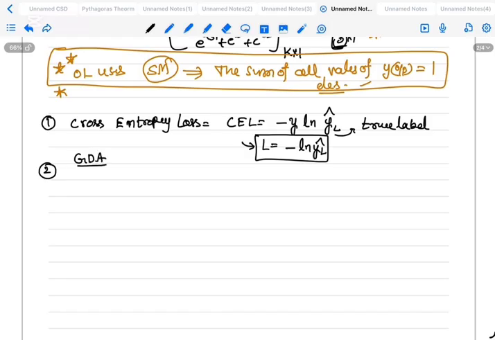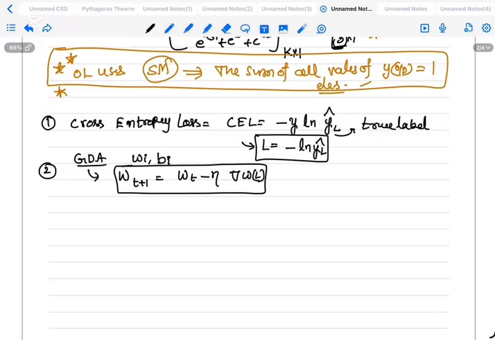Algorithm: gradient descent to update the parameters, the weights and bias. First we randomly initialize the parameters. How do we update the parameters? In the next iteration, W_(t+1) equals W_t minus eta times the derivative of the loss with respect to W. This is the gradient descent rule. Eta is the learning rate, and this is the gradient of the loss with respect to the weight matrix.